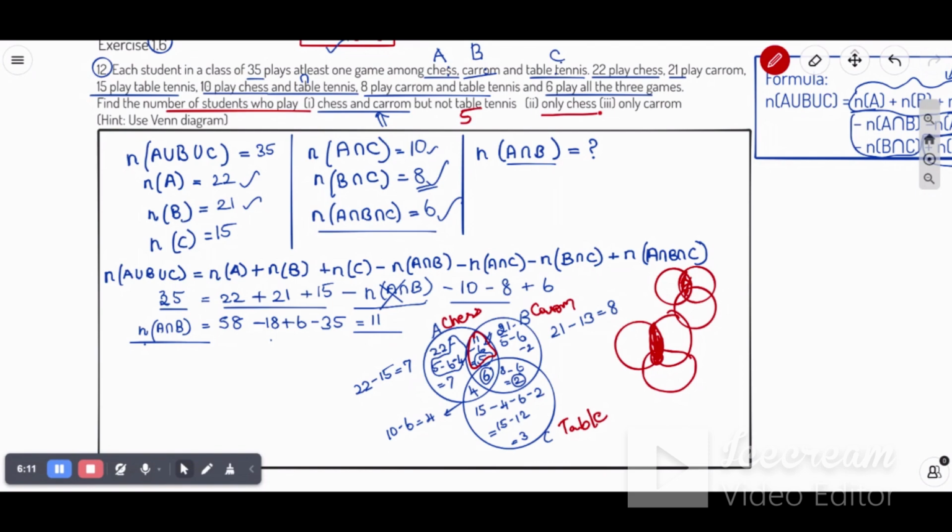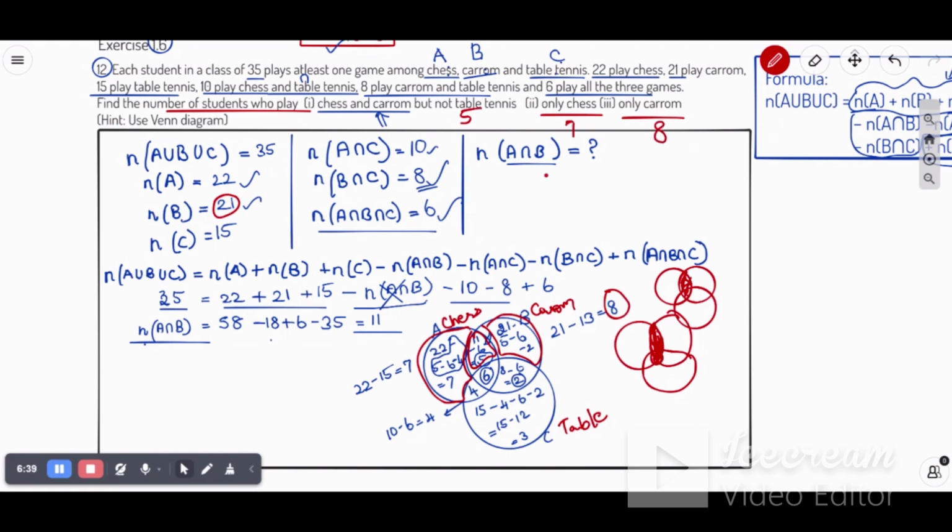Second one, only chess. Only chess is here, this part. You don't have to include the other part. So that is 7. Only chess is 7. Same way, only carrom. What is only carrom? We have figured it out over here, this side of the circle. They play only carrom. Many play carrom. Carrom is played by around 21 people. But only carrom is 8. So here this answer is 8.